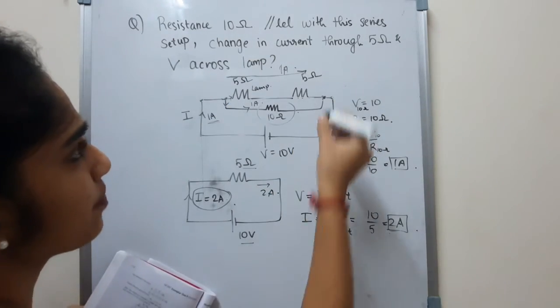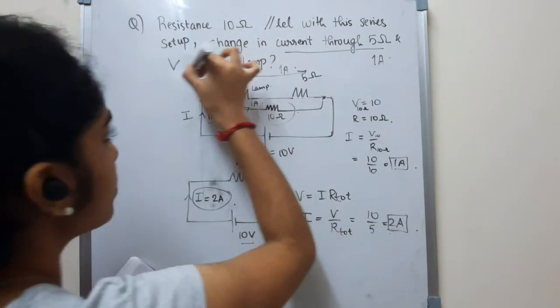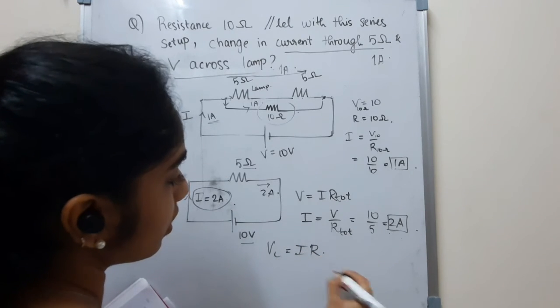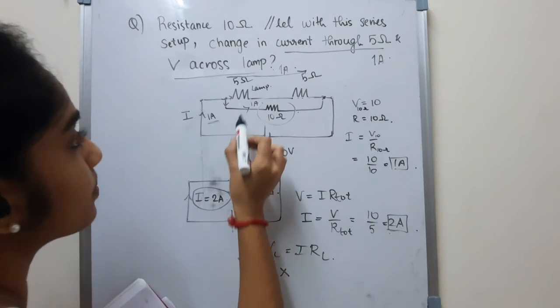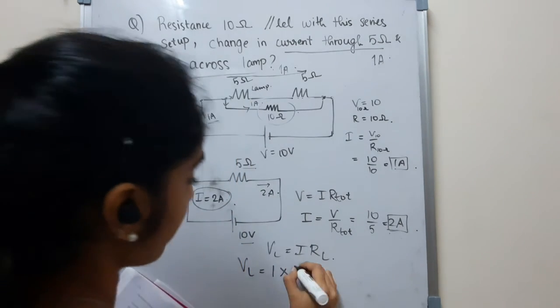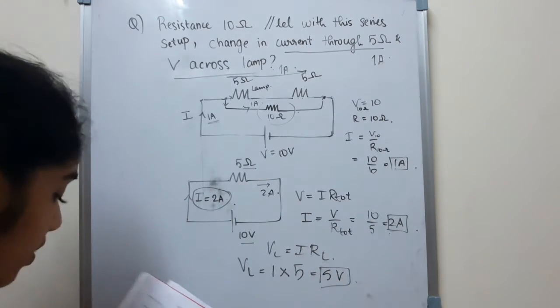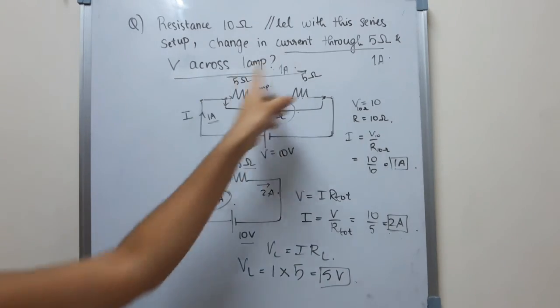So what do we need to find? We already know the current through 5 ohm is 1 ampere. Now voltage across the lamp. So V lamp is equal to I into R lamp, right? So VL is equal to 1 into RL, which is 5 ohms. We have already found that. So this is 5 volts, right? Now we have found what we need.